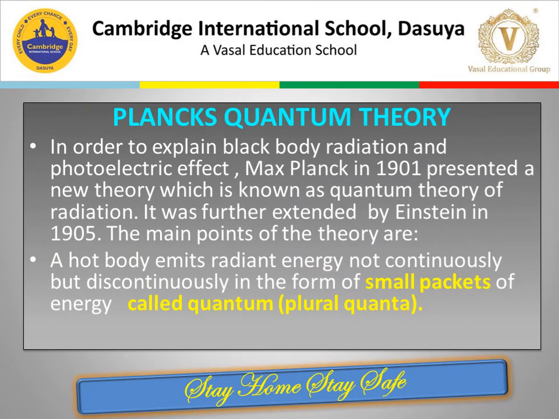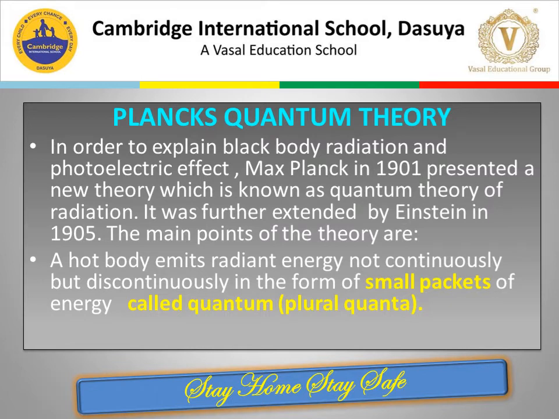Now let us discuss Planck's quantum theory in detail. In order to explain the black body radiation and photoelectric effect, Max Planck in 1901 presented a new theory which is known as the quantum theory of radiation. It was further extended by Einstein in 1905. Let us discuss the main points of the theory.